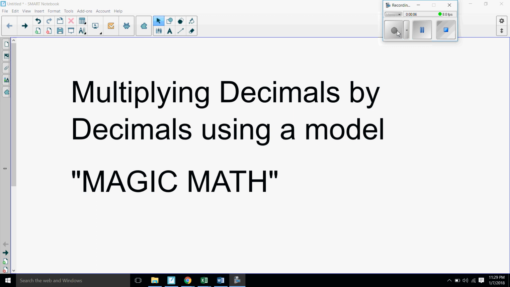It's Mr. Lindy, and today we're going to be talking about multiplying decimals by decimals using a model. And that model, I like to call it magic math. And you'll see once we work on it what happens and why I call it magic math. What we're going to actually multiply is basically tenths by tenths, and it's actually kind of fun, and I'm pretty sure you'll enjoy doing it.